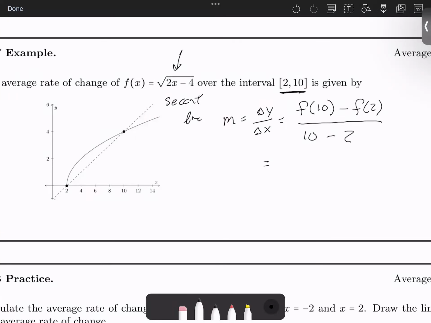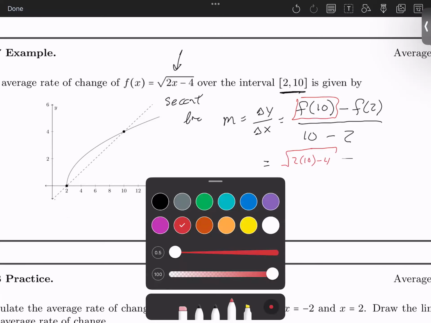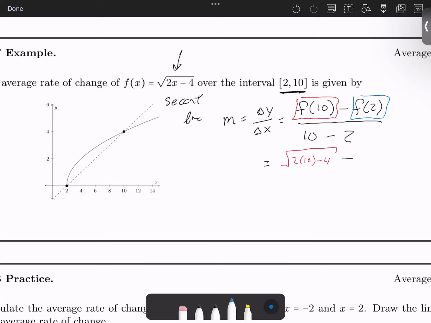Okay, so let's go through the algebra. f at 10 will be the square root of 2 times 10 minus 4. We then subtract f at 2, so it'll be the square root of 2 times 2 minus 4. And then we divide by, let's go ahead and tell ourselves what 10 minus 2 is. That's 8.